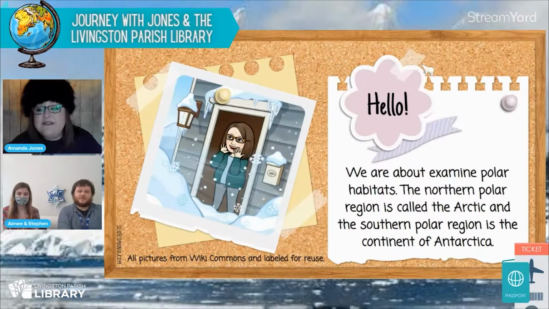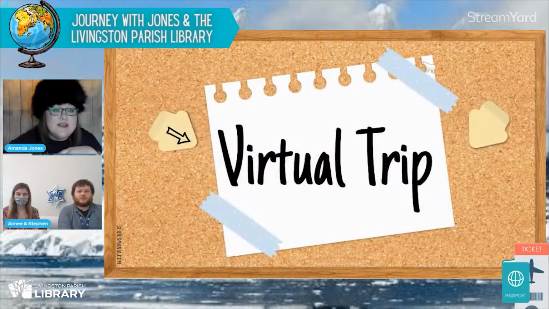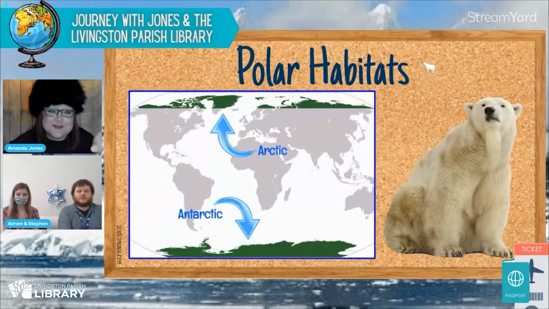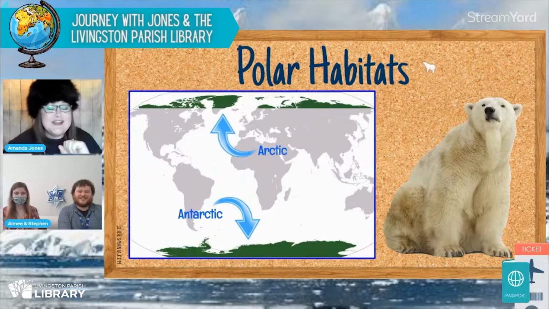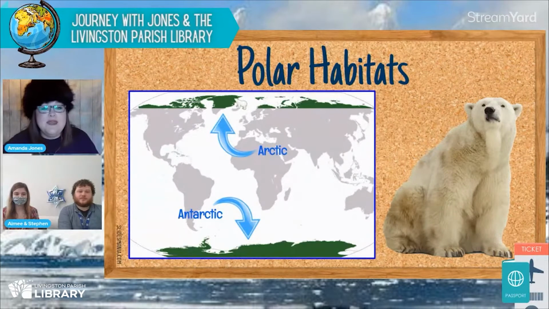Polar habitats cover the top and the bottom of our planet, or the north and the south. The northern part of the Earth is called the Arctic, and the southern polar region is called Antarctica. And I'll be honest, I didn't realize that fact until I started researching this. Because we're in Louisiana, I don't really know that much about the Arctic and Antarctica. But like I said, at the top, the northern part of the Earth is the Arctic, and the bottom is Antarctica.